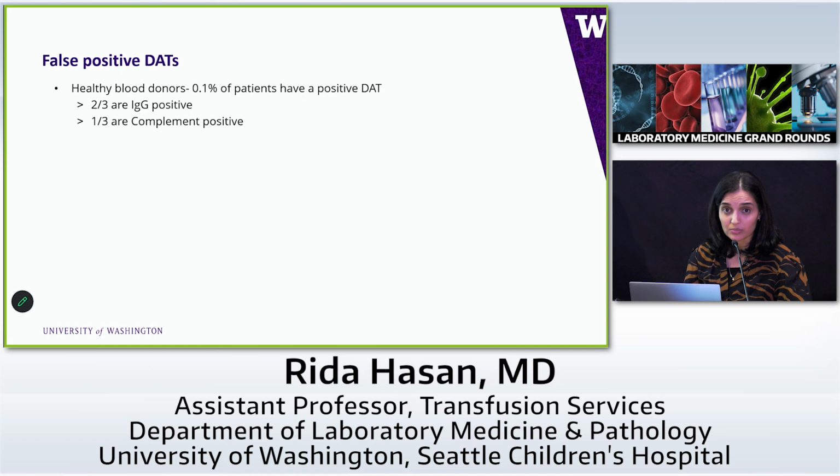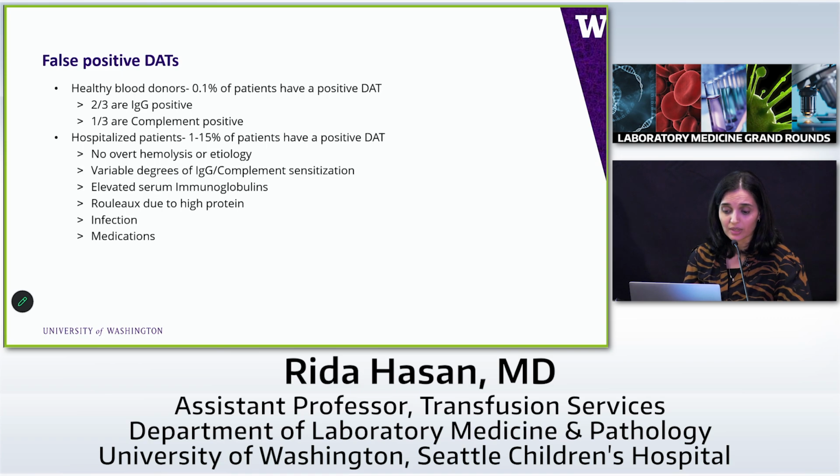So some degree of healthy blood donors will have positive DATs. This has been shown in multiple studies. And then within hospitalized patients, the rate of having a positive DAT is actually higher. Some papers say up to 15%. And these patients don't have hemolytic anemia, but maybe they have some degree of complement sensitization or IgG sensitization. Maybe they have elevated serum immunoglobulins because of the underlying diagnosis. Maybe they have rouleaux formation or even infections or medications. So there's a lot of different things that can cause the DAT to be a false positive.